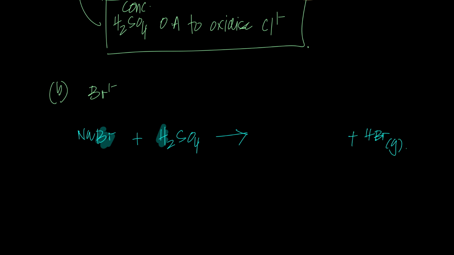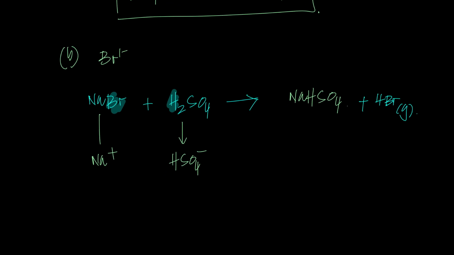What is left behind? You have the sodium ion which is left behind. And here one hydrogen is left, so you just have HSO4 minus, because hydrogen is positive. If a positive leaves, it becomes minus, right? So sodium ion, HSO4 minus ion. So what do you get? NaHSO4.